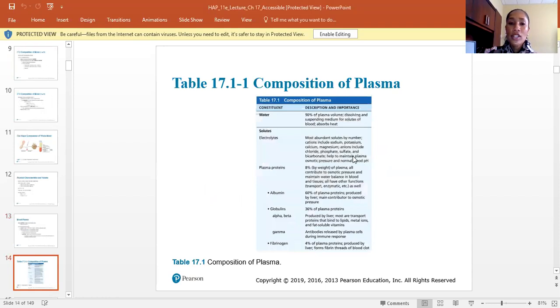Here's a table that shows you the composition of plasma and the substances that we find within it. I do want you to know the different types of solutes that we find in plasma and a quick understanding of what they do. So this chart is a great chart to study because it'll tell you, we find albumin in here, and albumin represents 60% of plasma proteins. That's about as much as I want you to know for this particular section. So this is a really good chart to study.